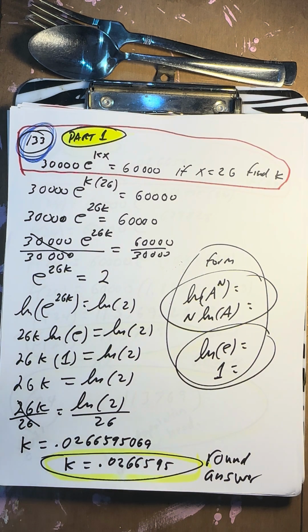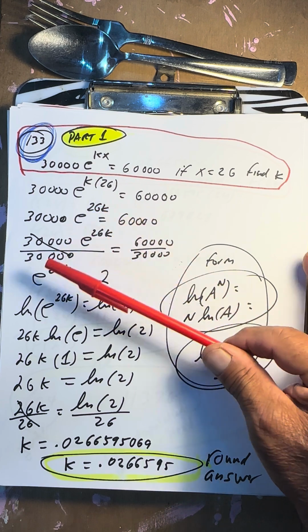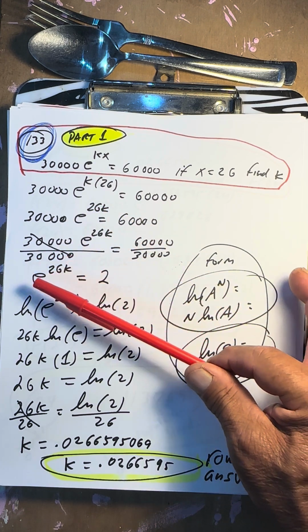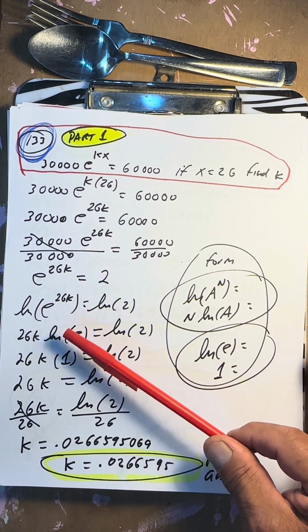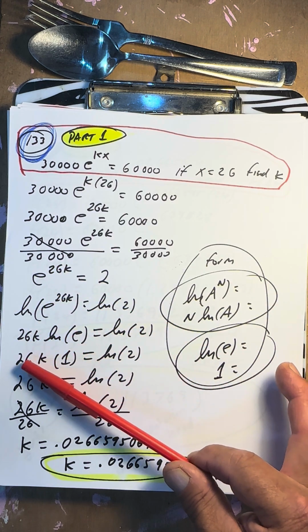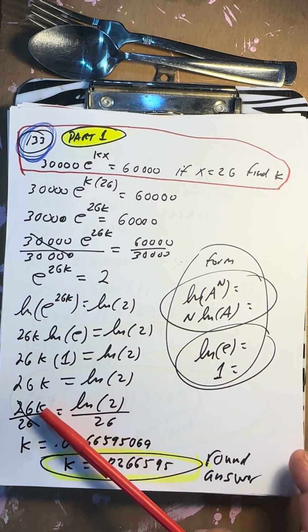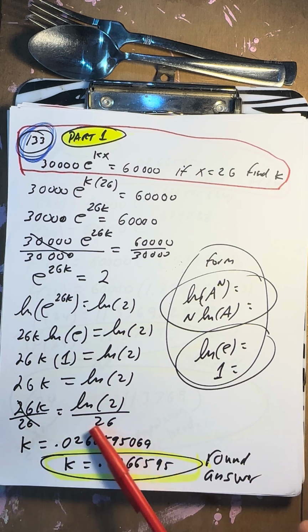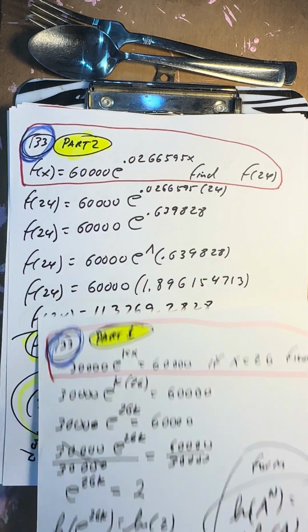This one, it says, if x is 26, find k. All right, so put 26 in there. You still have k missing. So divide. So 2. So they have e to the 26k, ln, 26k in front, ln of e is 1. So you have 26k times 1, 26k equals ln 2. Divide by 26, divide by 26. So that means that k equals this number. And I'm going to round it to this. That's 0.266595. That's what I'm going to do, round it.